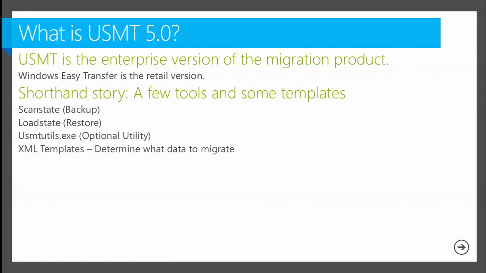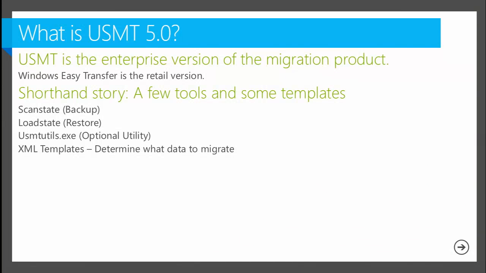Now, USMT is just the enterprise, command line version of the Easy Transfer Wizard that's been available for, well, a few years. There is a ScanState.exe file that runs the backup. There is a LoadState.exe file that will run the restore. And there is a utility file called USMTUtils that you can use, for example, to verify that the store is intact and not corrupted. You can use it to extract files from an already backed up machine without having to do the restore. Or you can simply use it to clean up if a restore process wasn't, well, as successful as you want it to be.